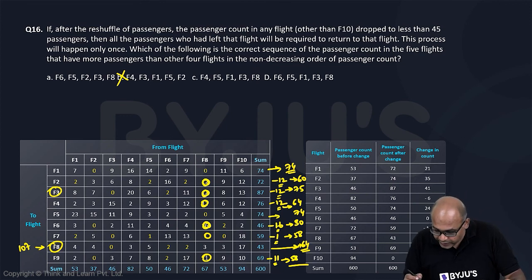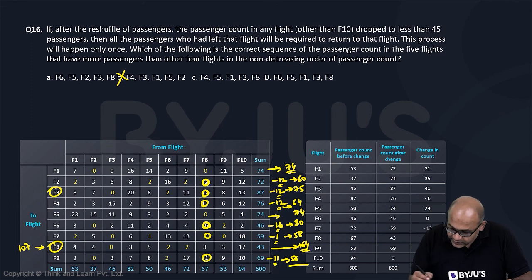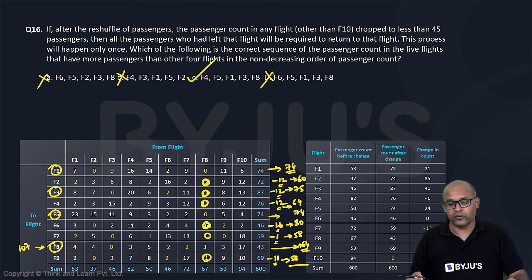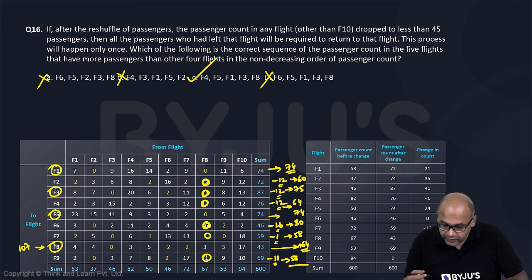Then let's go ahead. Third flight and fourth flight. What is the third highest? Third highest is F1 and F5. F1 and F5 should also be there. So A is gone and D is gone because F5 is not there. So you have the flights F1, F3, F8 and F5. Top 5. You're looking at top 5.